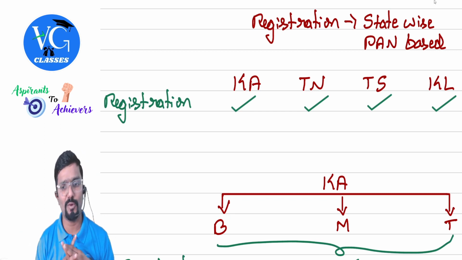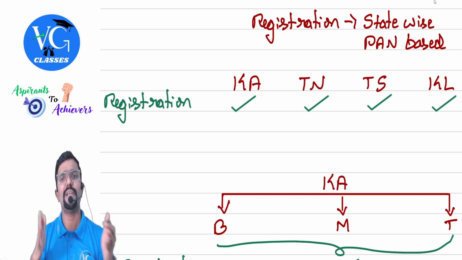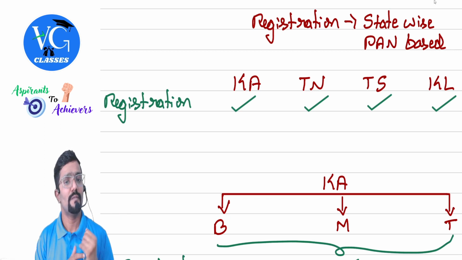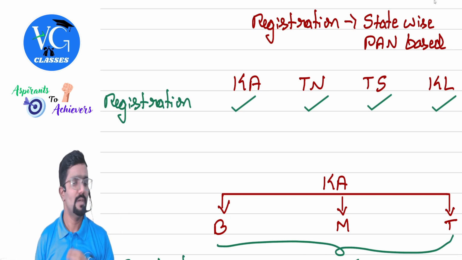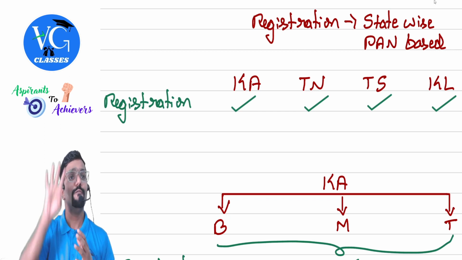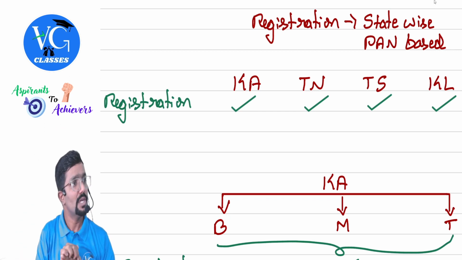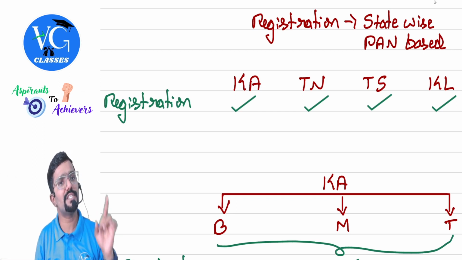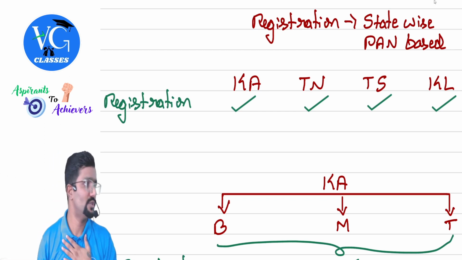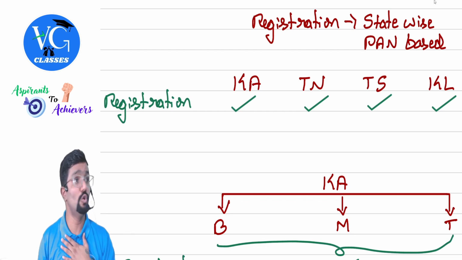Let me try to take one example now. Assume, guys, I am operating in 4 states: Karnataka, Tamil Nadu, Telangana, and Kerala. Now, how many registrations should I take? 4. Minimum 4. Now, sir, in Karnataka, I have multiple branches. Can I take separate registration for each branch? That is an option for me. Choice. But obviously, in that case, the compliance burden will be too much.